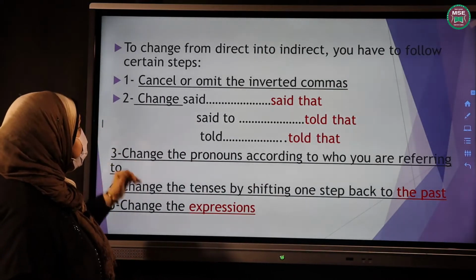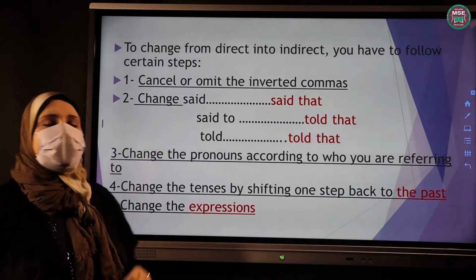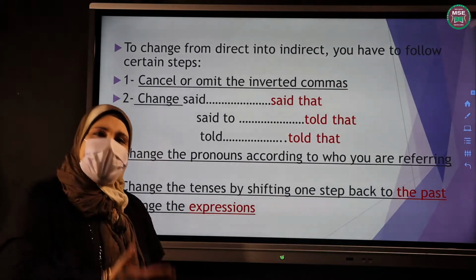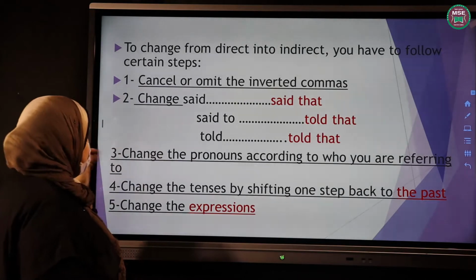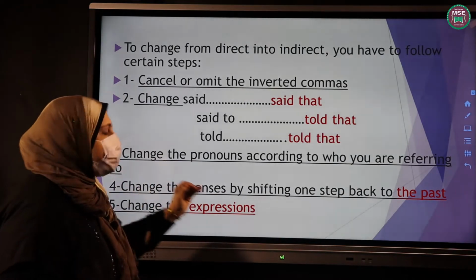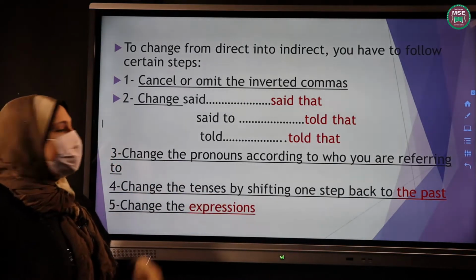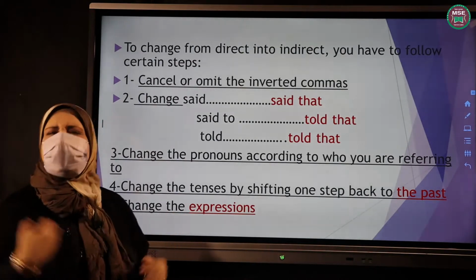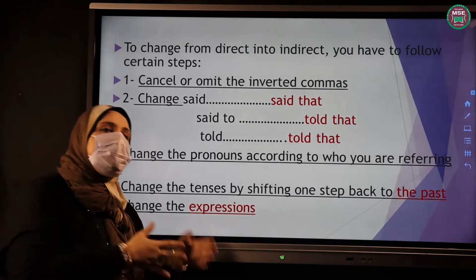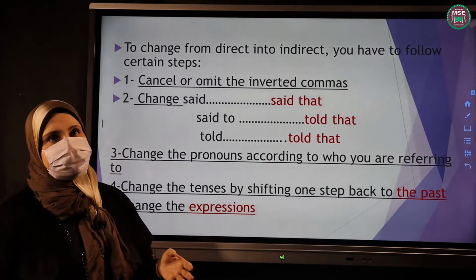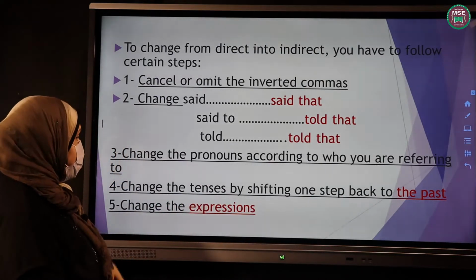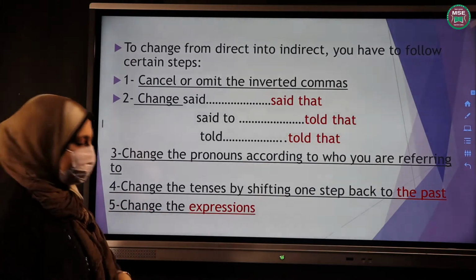The other step is to change the pronouns. What do I mean by pronouns? Like if I'm talking about a male, he; a female, she, and so on. Step number four, change the tenses. How can I change the tenses? By shifting one step back. What do I mean? Present simple tense, past simple tense. Past simple tense, past simple or past perfect. We're going to see more in detail. The last step, change the expressions.